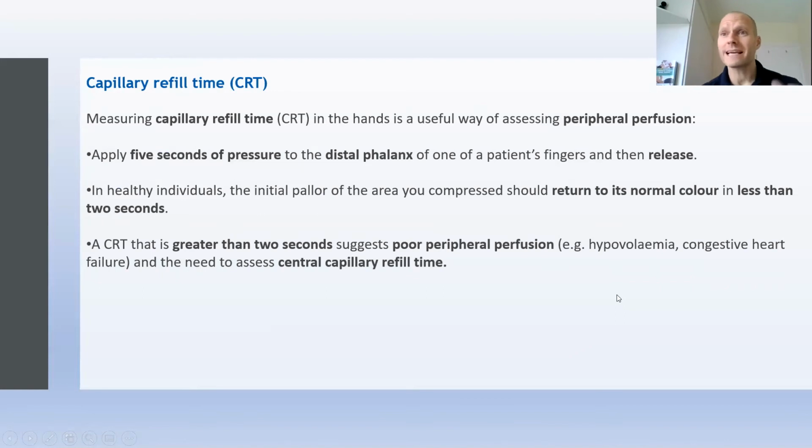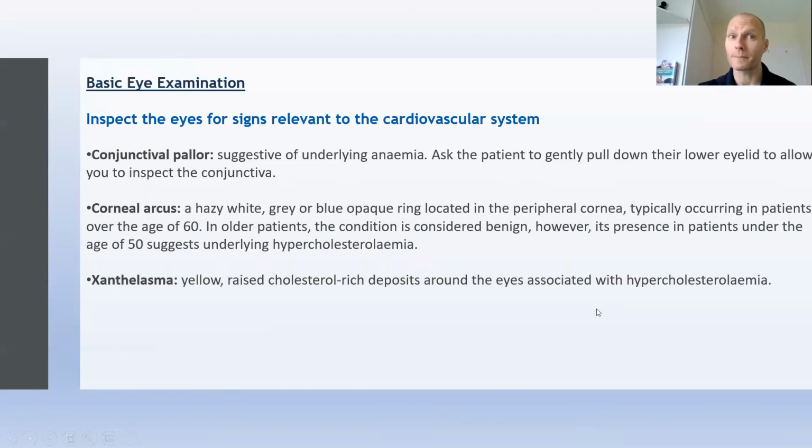So we can, again, test the temperature of the hands, quick capillary refill, looking for any changes around the fingers. Something as simple as that can give us a whole host of information about this person's systemic health.